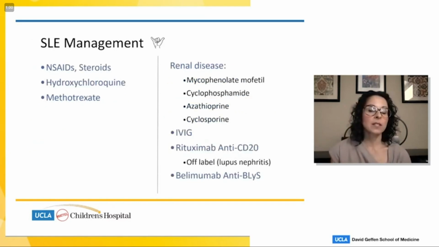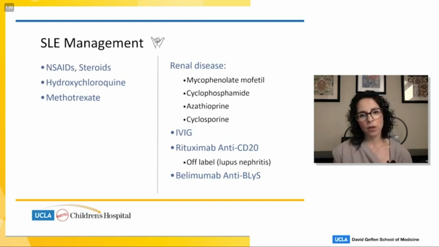How do you treat these patients? Initially, if there's no renal involvement, we'll start with naproxen if there's a lot of arthritis or arthralgias. Oftentimes, these patients do require steroids. The majority of patients do require steroids and long-term steroids. Hydroxychloroquine, we call that our lupus vitamin. Every patient with lupus requires hydroxychloroquine.